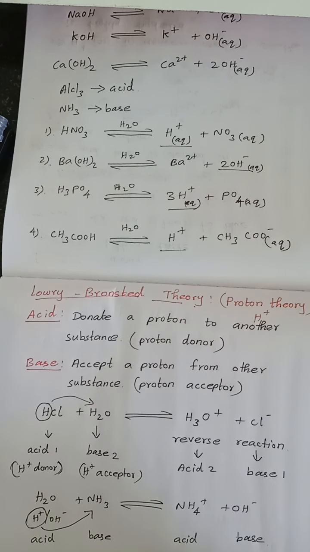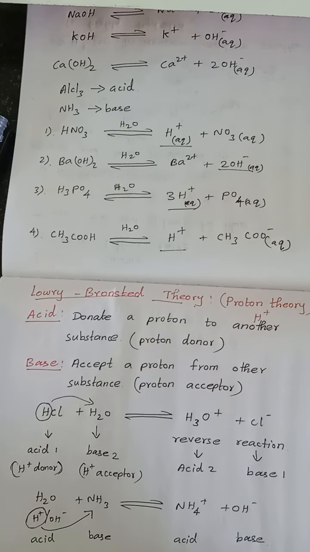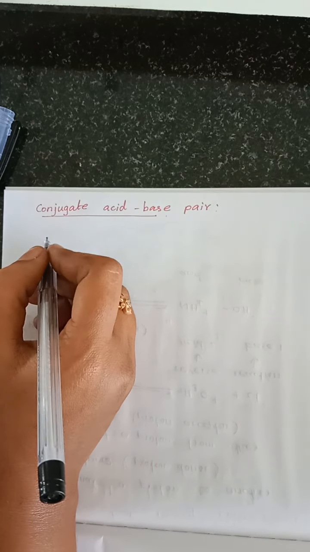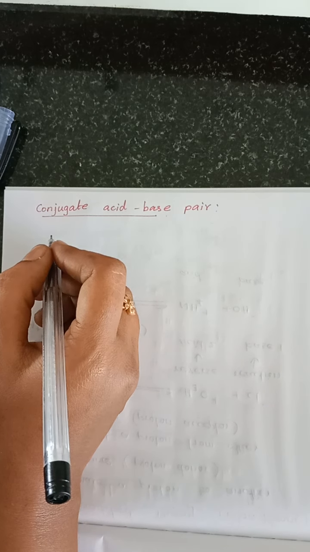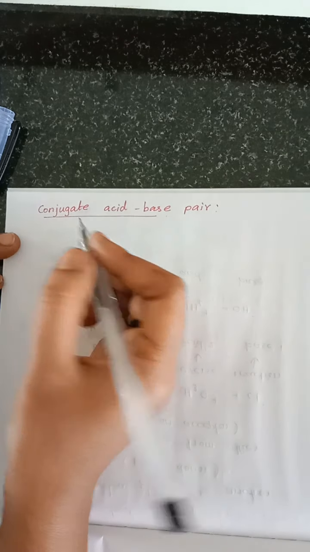Then next, the conjugate acid and base pair. You see the first reaction, where hydrochloric acid reacts with water to form the hydronium ion. This is the conjugate acid and base pair. So in this acid and base pair, you write the reaction.